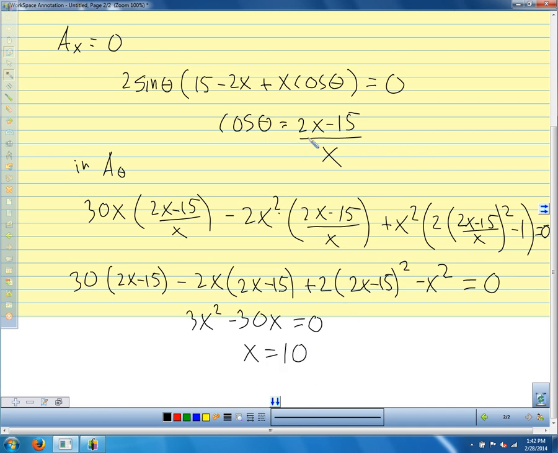Substitute that into this piece. So cosine theta equals 1/2. So theta is 60 degrees. So we fold up 10 units on each side, and we fold it up at 60 degrees, and that's going to maximize our area.